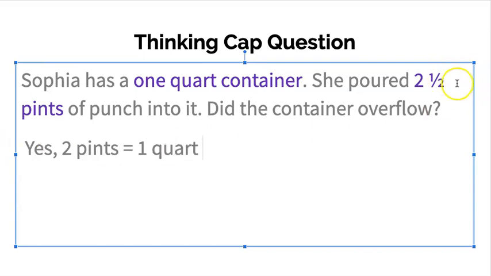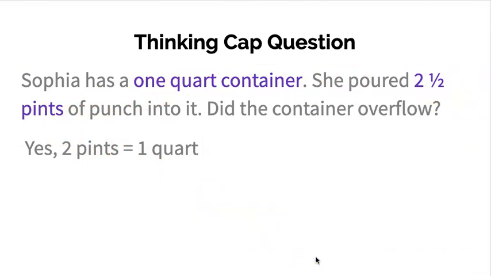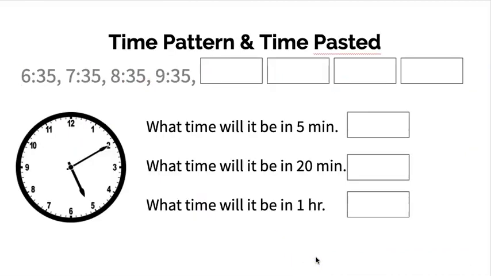She put 2.5 pints. So there was half, so half of a pint spilled out because only 2 pints fit in a quart, not 2.5. See, 2.5 is more than 2. So yes, it did overflow because 2 pints equal a quart, and 2.5 would be too much. A little tricky. You just have to think about it.